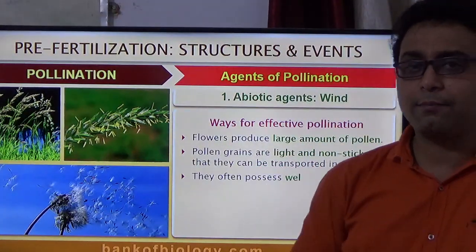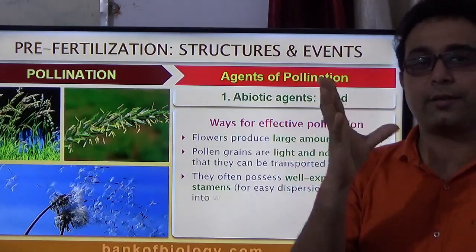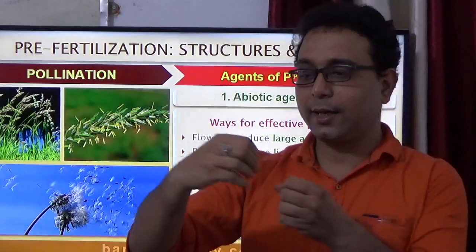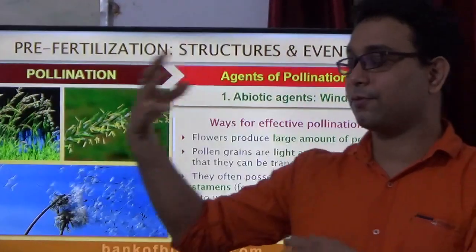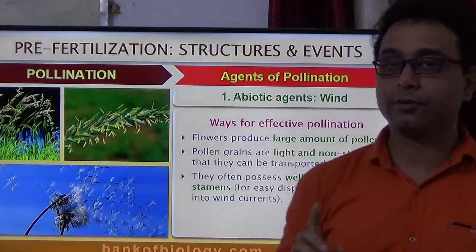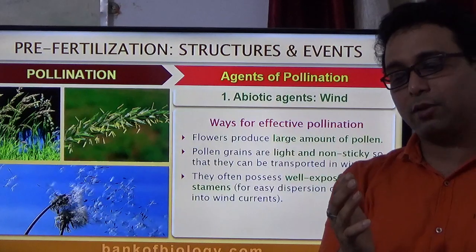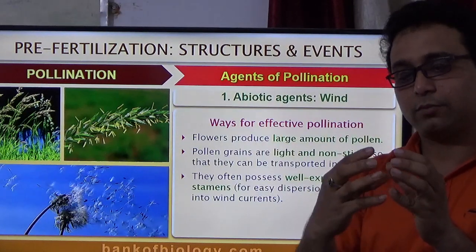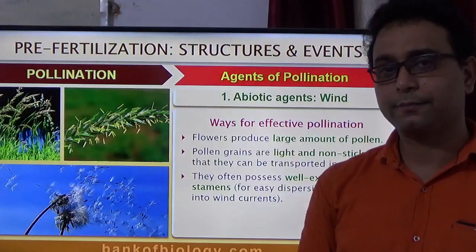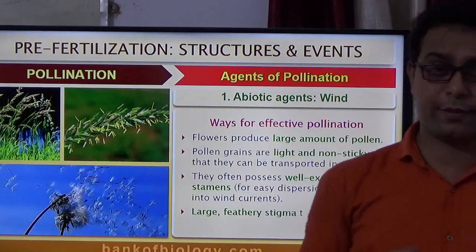And next, an important characteristic is that they often possess well exposed stamens, so that pollen grains are easily released into the wind currents and transferred. That is an important feature, the well exposed stamen. Otherwise, if it is covered with petals, then even when the wind flows, the pollen grains do not transfer far away from the flower, right? So it is a very effective and important characteristic.